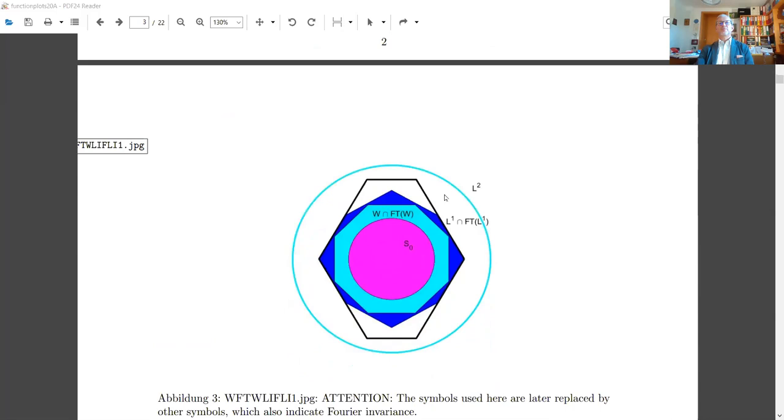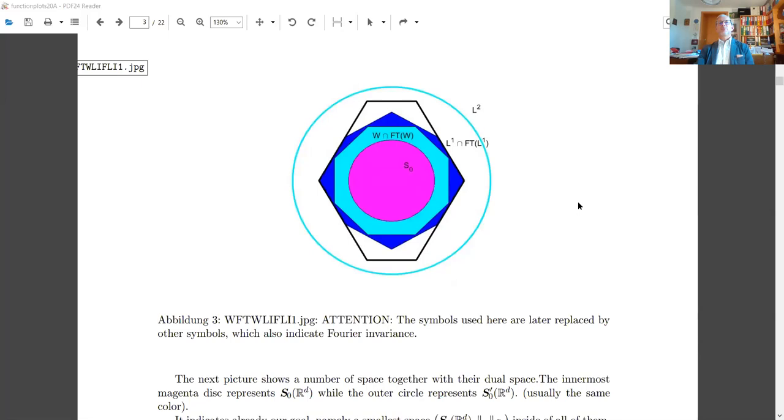Now, this is another picture, and I will just go through these pictures. We will see the inversion theorem, and because we had so many technicalities today, I will do that next time, next Tuesday, that the inversion theorem is allowing us to recover the function from its Fourier transform.